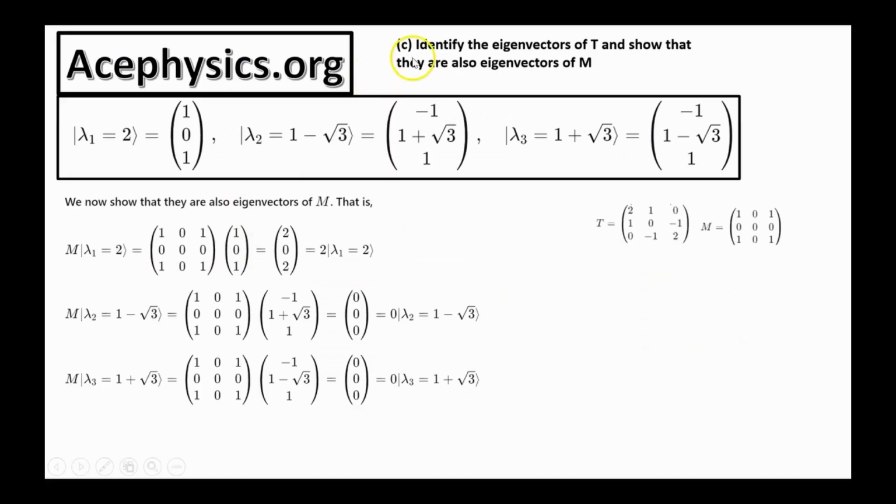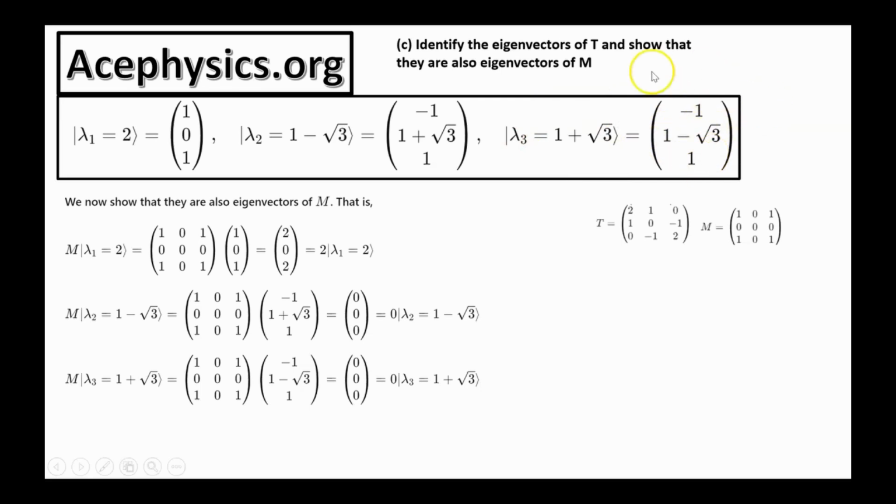Part C says identify the eigenvectors of T and show that they are also eigenvectors of M. So these are the 3 eigenvectors of matrix T that we just found. For the eigenvalue lambda equals 2, the eigenvector is 1, 0, 1. For the eigenvalue lambda 2 equals 1 minus root 3, the eigenvector is here. And for the eigenvalue 1 plus root 3, the eigenvector is minus 1, 1 minus root 3, and 1.